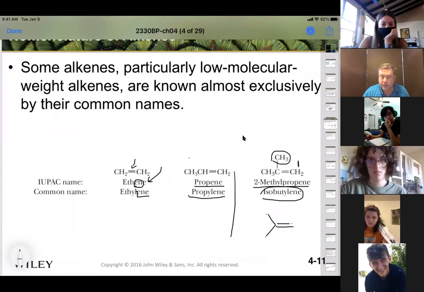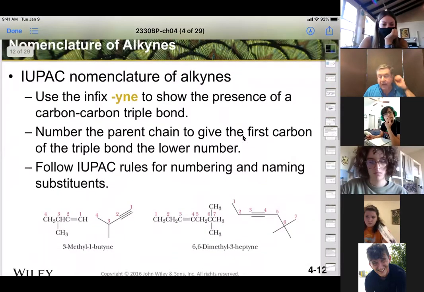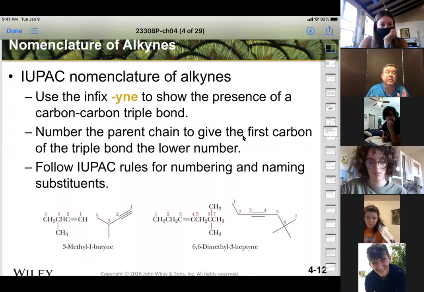All right, so let's go with the alkynes. In the alkynes, we have that same rule that we showed before. The only difference is the YNE, and all those other rules apply. The lowest number in a chain, if possible, both carbons of the alkyne have to be in that main chain.